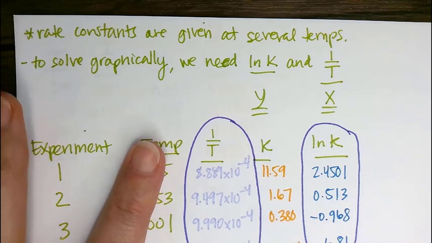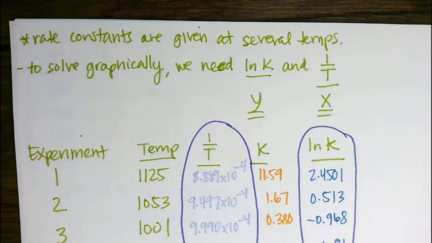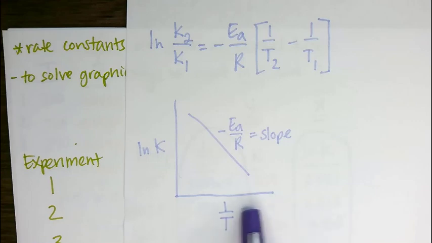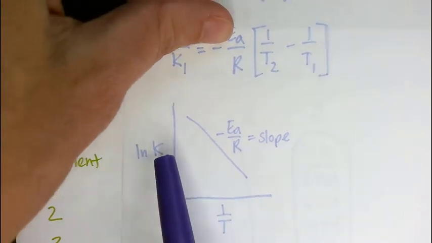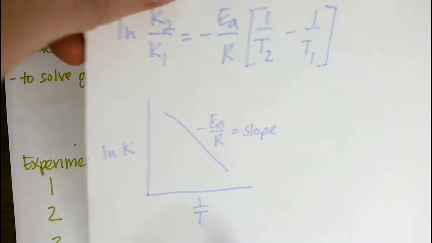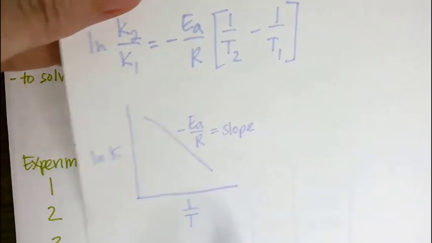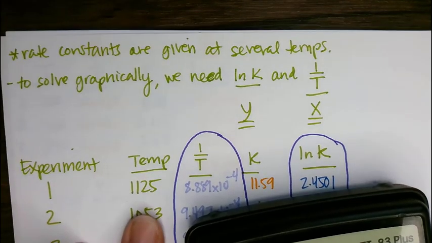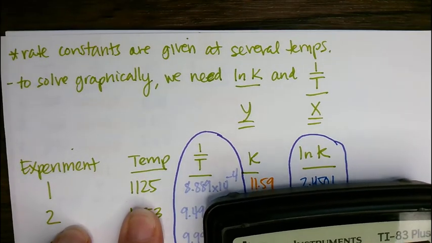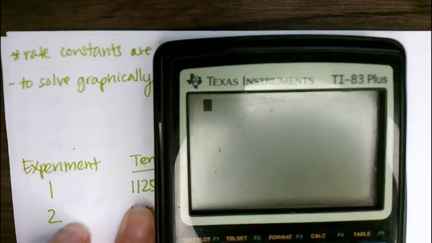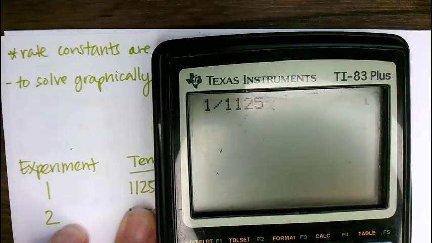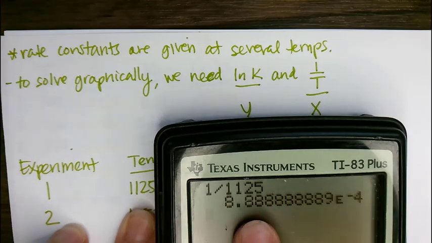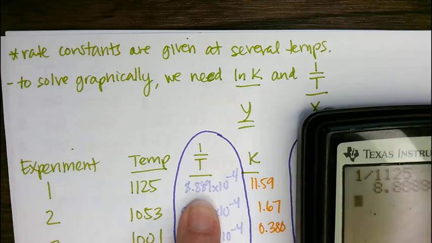Now to solve this graphically, we need the natural log of K and we need 1 over temperature. Because we saw that in our cheat sheet here, the natural log of K is my y-axis, my x-axis is 1 over temperature. I was given K and I was given temperature, so let's get the natural log of K and let's get 1 over temperature so that we can plug it into an Excel spreadsheet. All I did was take my temperature, my 1125, and I did 1 divided by 1125. And I got 8.88 times 10 to the negative 4th.